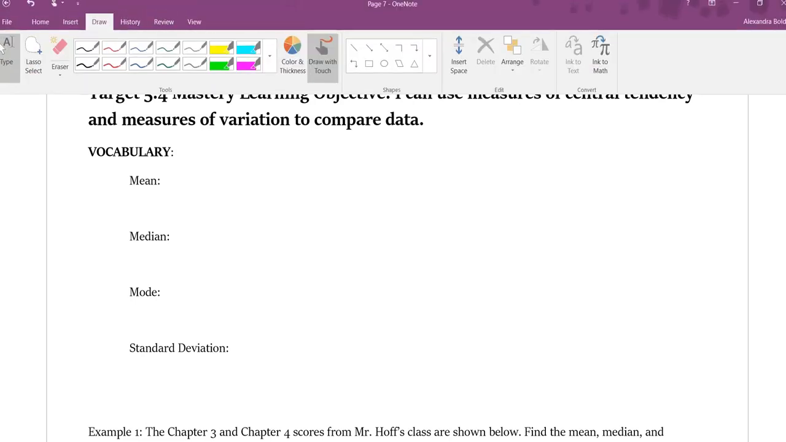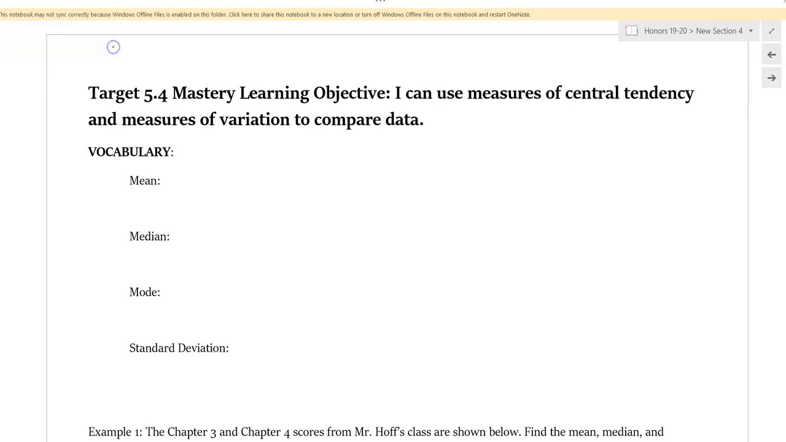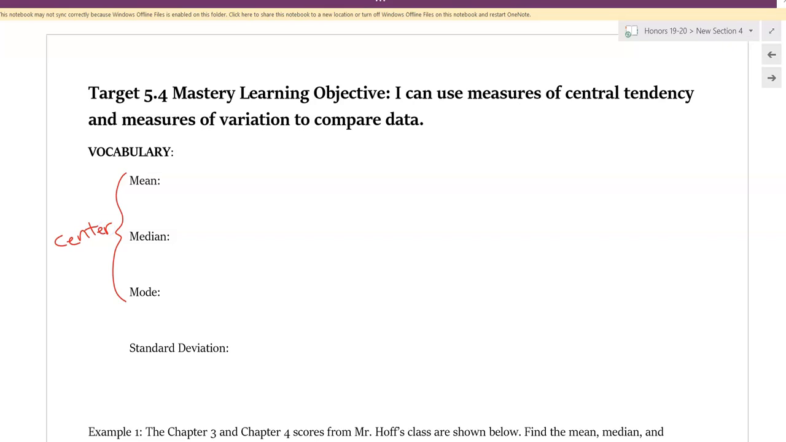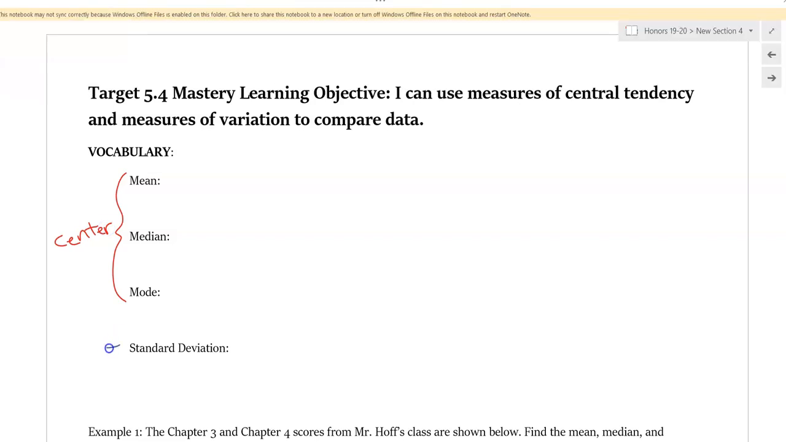Vocabulary. Right, so we need to know what our measures of central tendency are and our measures of variation. So these are measures of central tendency, or the center of your data, the middle of your data. And our standard deviation is a measure of variation.